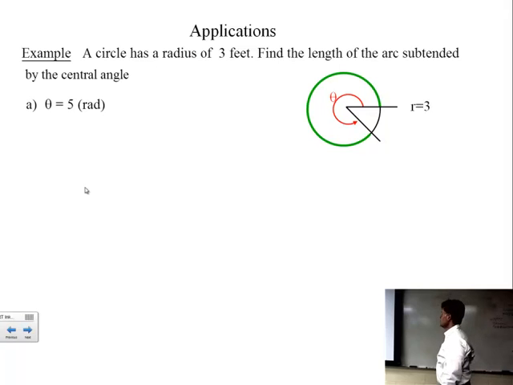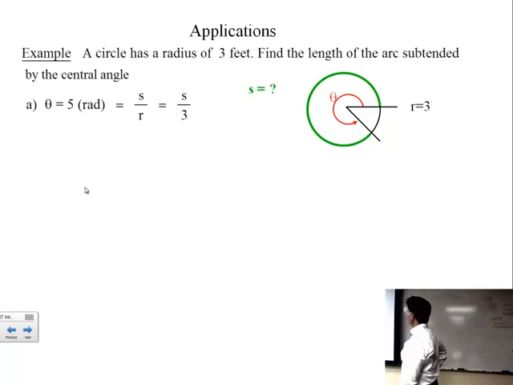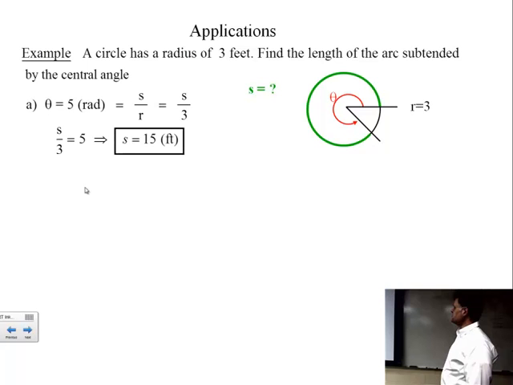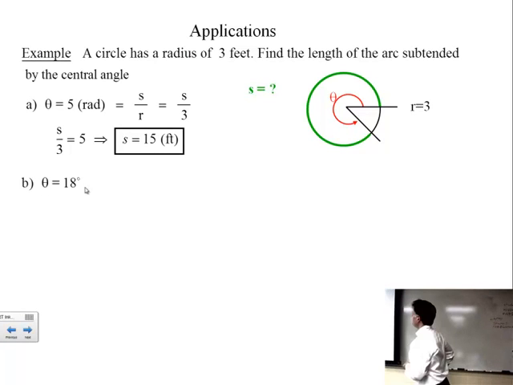So, okay. Well, r is equal to 3. That's the radius. Now we have this equation that we had on one of the very first few slides that said that theta is s divided by r. So we know what theta is, we know what r is, we just solve for s. So s is 15, and it's 15 feet, because our units of length are in feet. Okay.